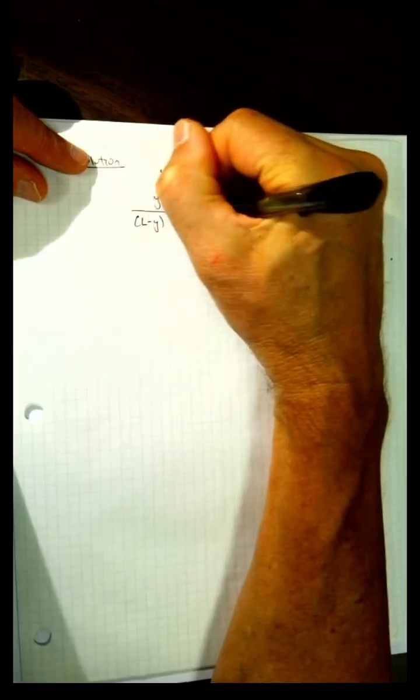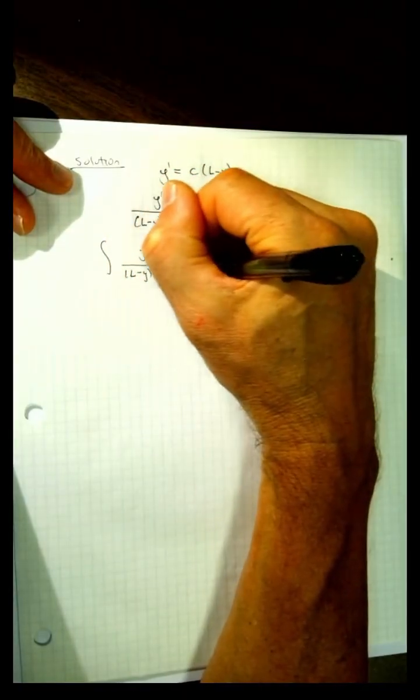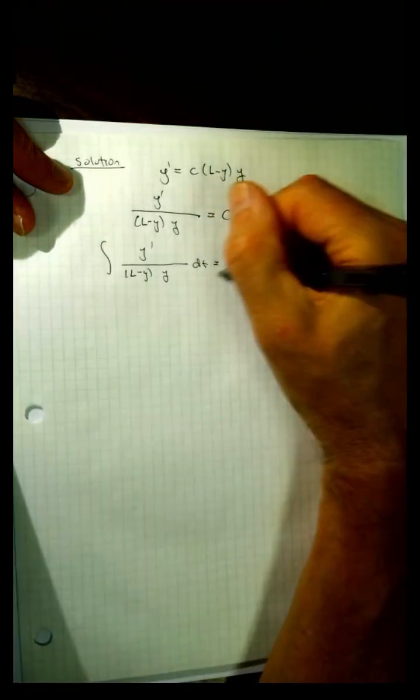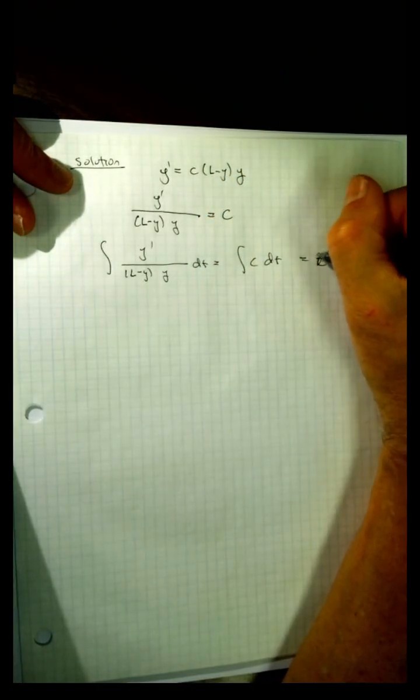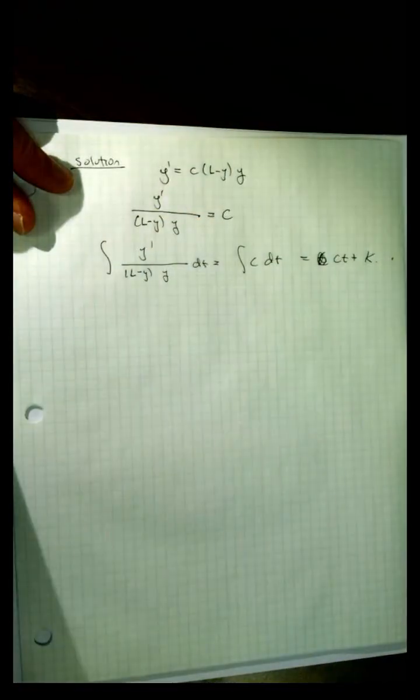So I've got this differential equation. Because it's separable, I can just divide everything on both sides, and c is a constant. Now I'm going to integrate both sides with respect to t. And the right-hand side is going to be ct plus some constant k. The left-hand side is not so much fun.